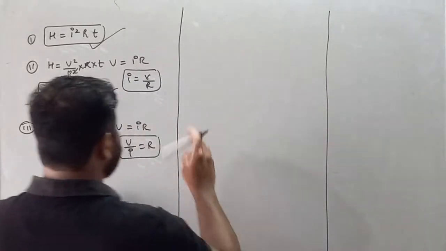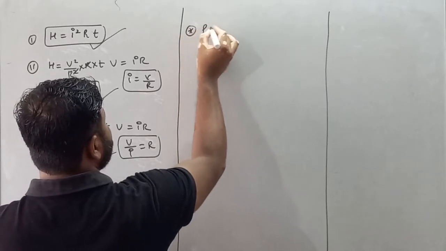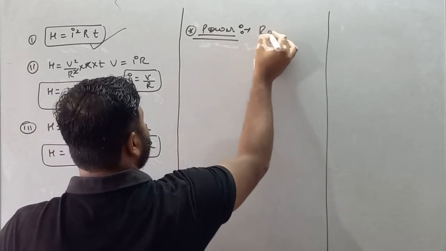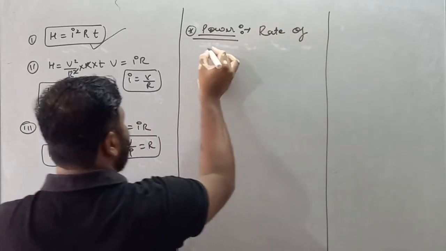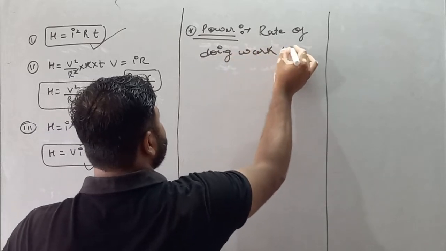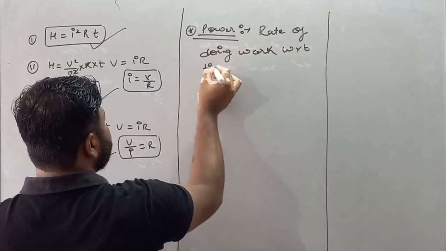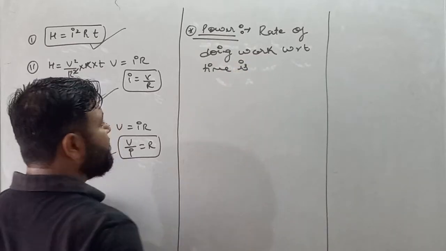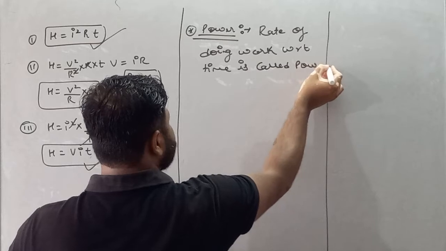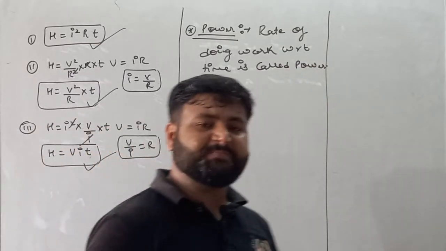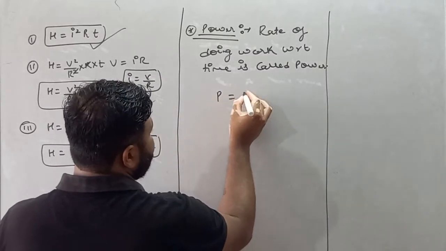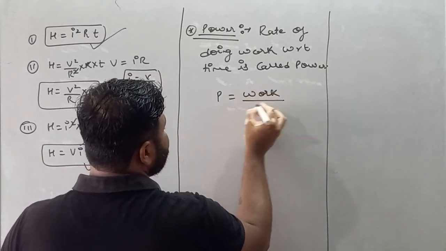So power is, my dear student, the rate of doing work. We all know about power. Power is nothing but the rate of doing work with respect to time. The rate of doing work with respect to time is called power. So the formula of power is work upon time.